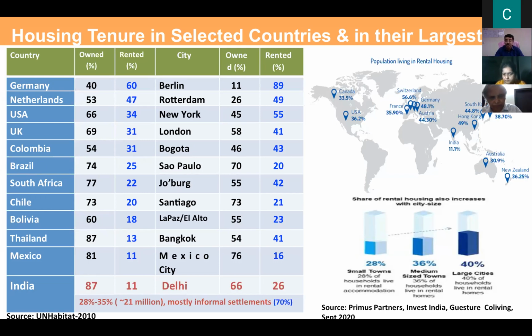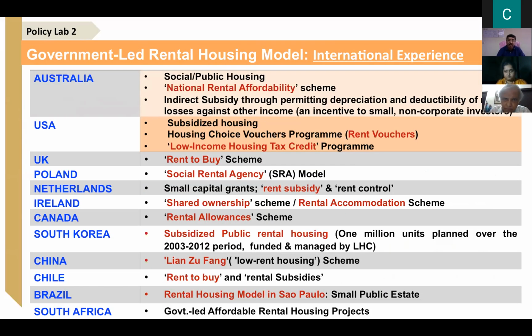If you see on the right side of your screen, the share of rental housing also increases with the city size. Smaller towns 28%, medium towns 36%, and large cities like Delhi and Bangalore around 40% as per the latest report. I got it from one of the reports. The high percentage in Western countries is because most of them have adopted this government-led rental housing model.